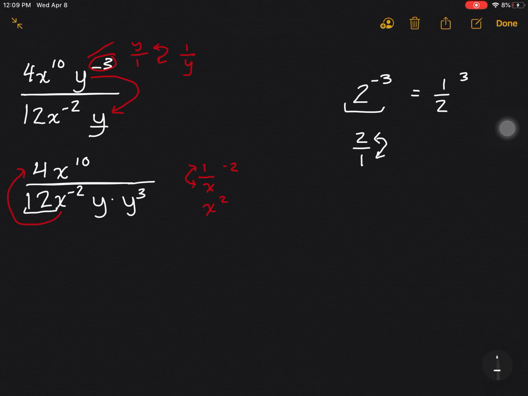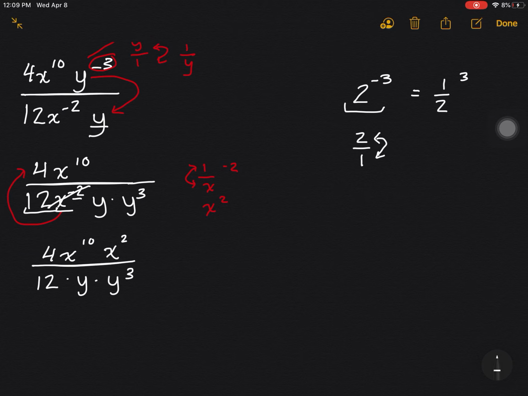Now, remember that this 12 is not part of that x. You're just looking at that variable. So you can have, in the next step, 4x to the 10th times the x squared, because when we flip it, we get rid of that negative. Now this is out of the denominator, and on the bottom we're looking at 12 times y to the third.